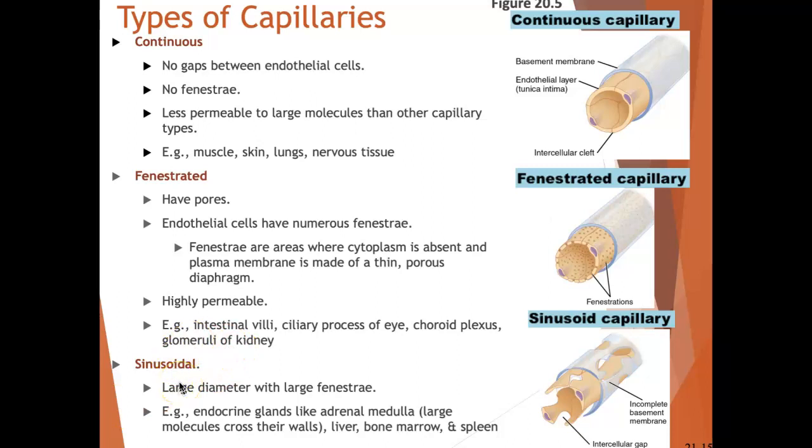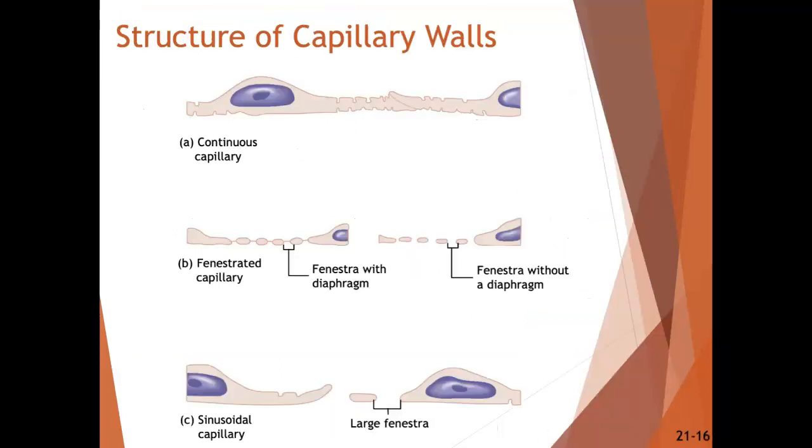So the last type is going to be our sinusoidal, and these will have a larger diaphragm with large fenestra. So we will see that we have a lot more permeability here, and we find them in areas like our endocrine glands, such as the adrenal medulla, where we have larger molecules crossing their wall, the liver, bone marrow, and the spleen. And here's a great image that really shows us the structure of the capillary walls.